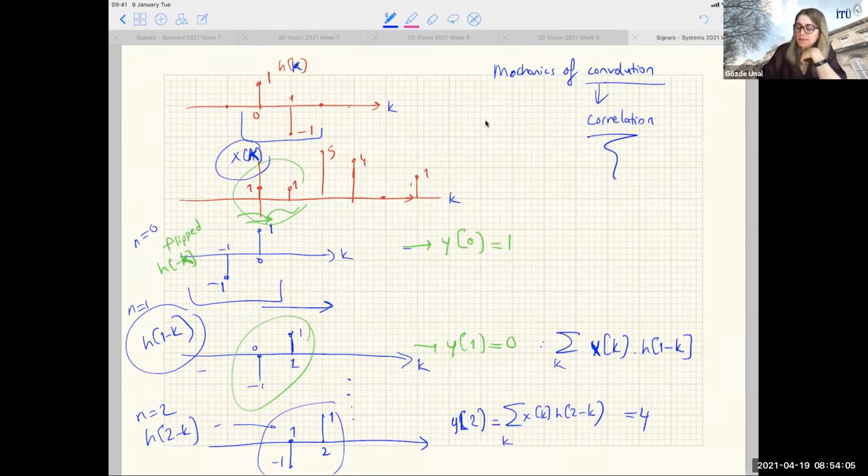So they are almost the same. Correlation is like convolution without flipping the filter, flipping that h of minus kt.